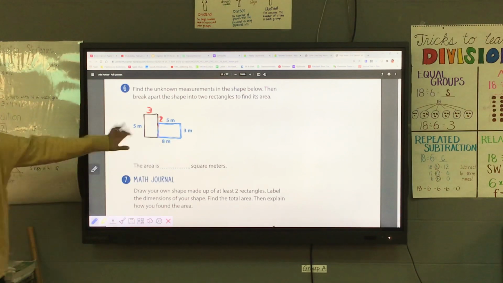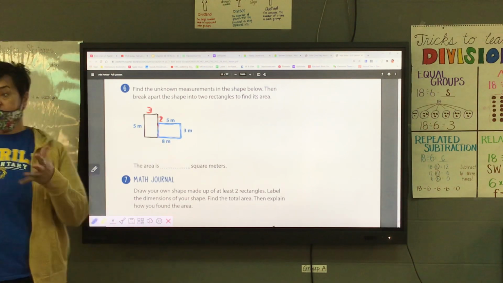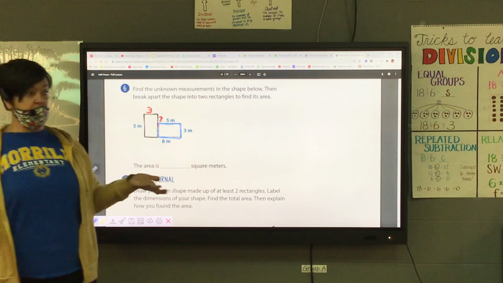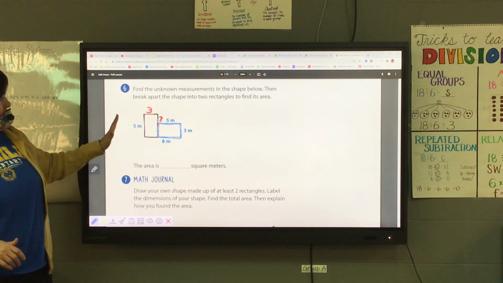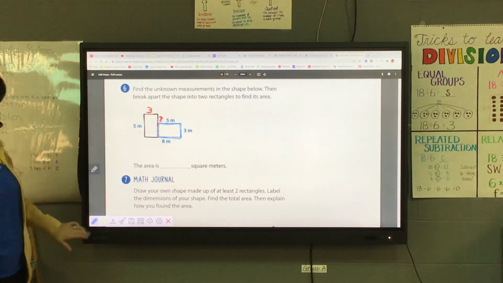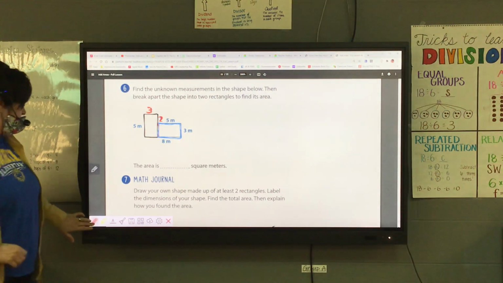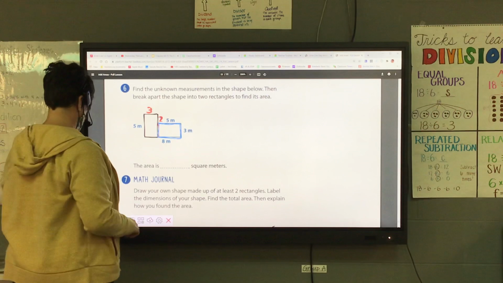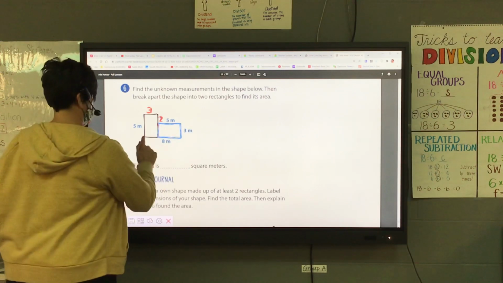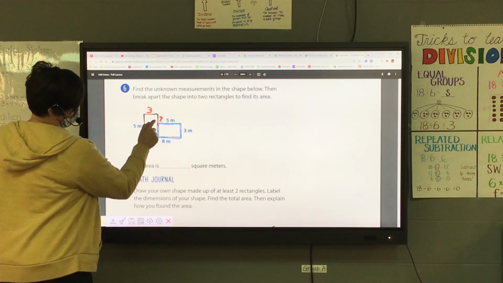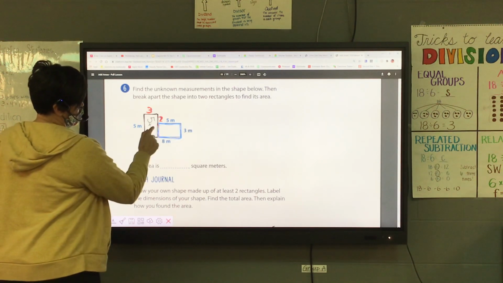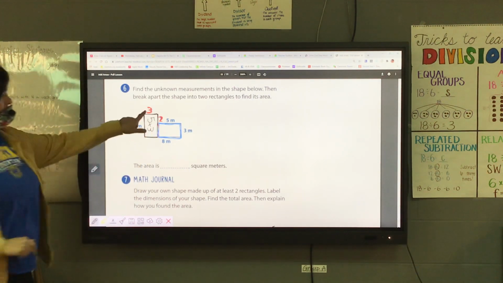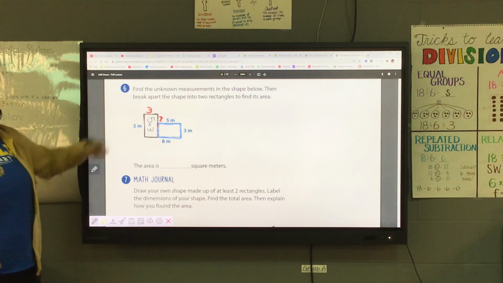Okay, let's solve the black one first. Well, not solve it. Let's figure out what we have to multiply first on this black one. What is the width of it? The width is 5. And so I'm just going to write it inside there. You don't have to. You can write it off to the side. And the length of it is 3, right?